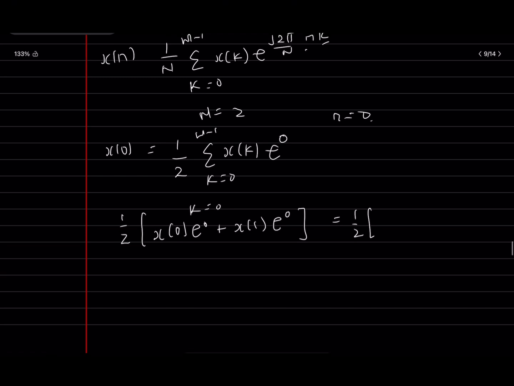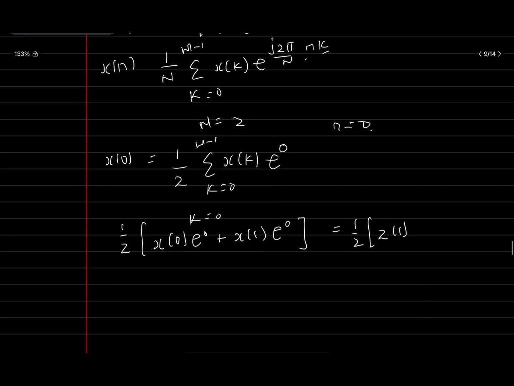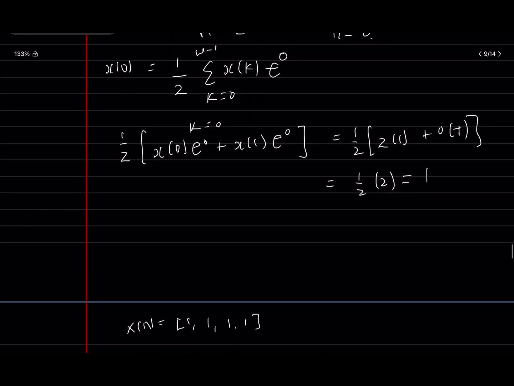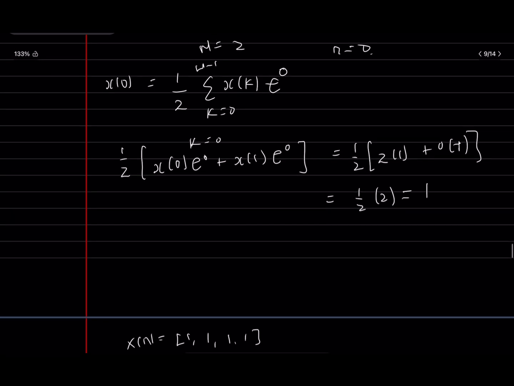X of 0 is 2, right? And 2 times 1 is 2. Going forward, we get the other one to be X of 1. Look at this point, the X of 1 is 0 over here. So since X of 1 is 0, we get plus 0 into bracket 1. When we simplify it, we get 1 over 2 multiplied by 2, which is equal to 1.